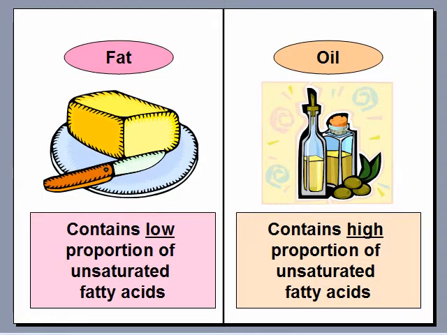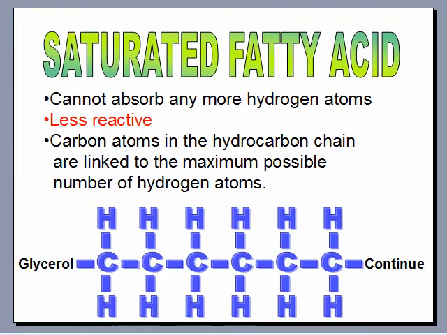Unsaturated fatty acids usually have lower melting point, whereas saturated fatty acids usually have higher melting point. Saturated fatty acids, we call them saturated because if you look at the diagram on the slide, they are very stable. It's very saturated, and you cannot put in any more hydrogen in the hydrocarbon chain. They are very stable, therefore they are less reactive. So it's not possible for you to put in any more hydrogen atom in the hydrocarbon chain.